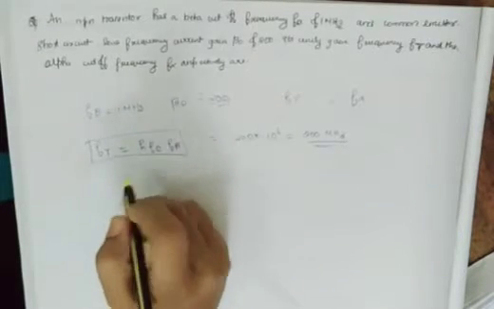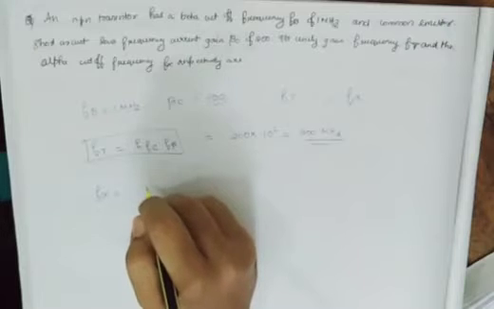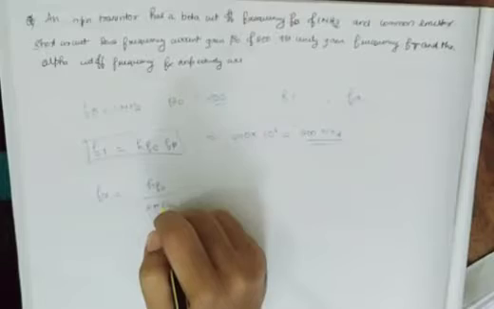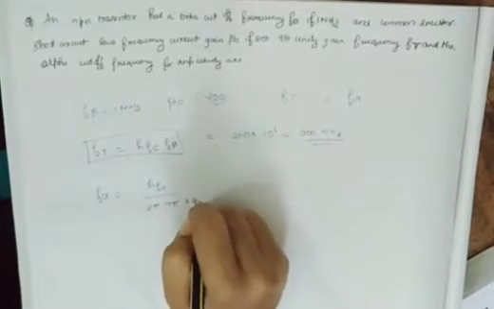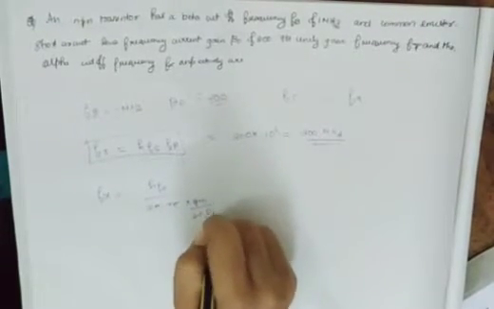So keep this formula in mind: ft, that is our unity gain frequency, is equal to hfe into f beta. Now we have to find out f alpha. Alpha cutoff frequency is equal to hfe divided by 2 pi r pi into gm divided by 2 pi ft.